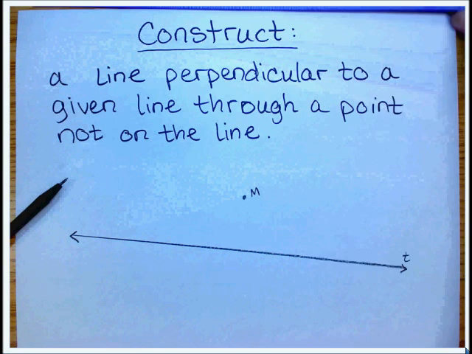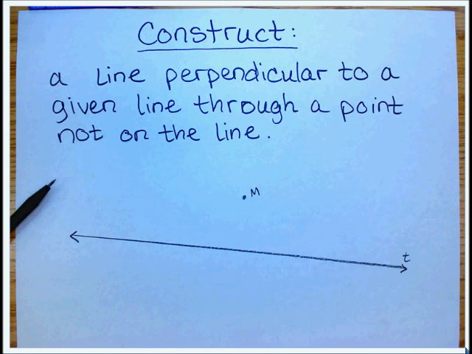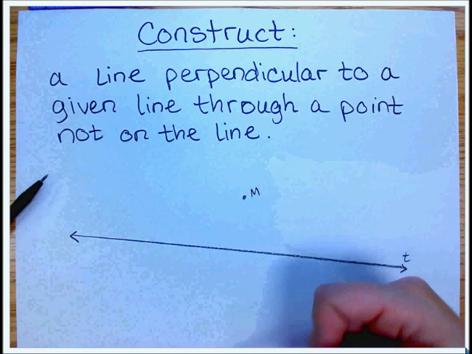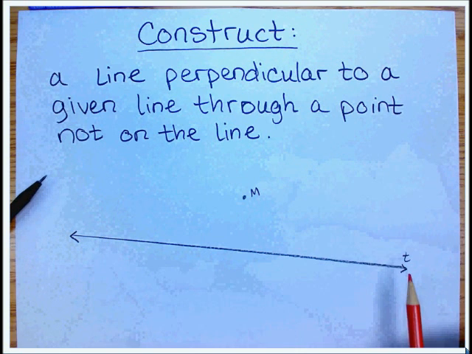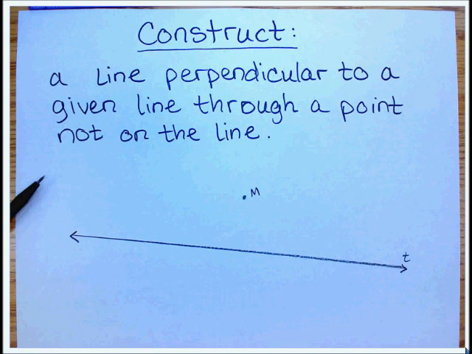Okay, here is our line. I labeled it T, and we've got point M. We want to draw a line through this point that is perpendicular to this line. Okay, so we know it's going to go somewhere over here, but how do you get it to be perfectly perpendicular without actually measuring it?